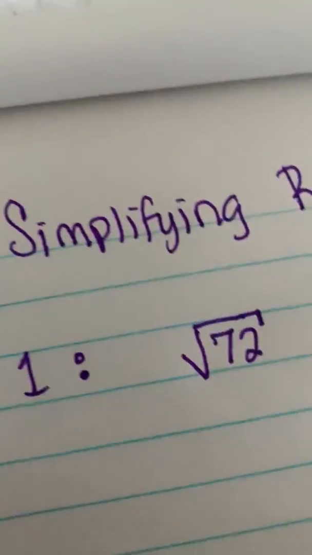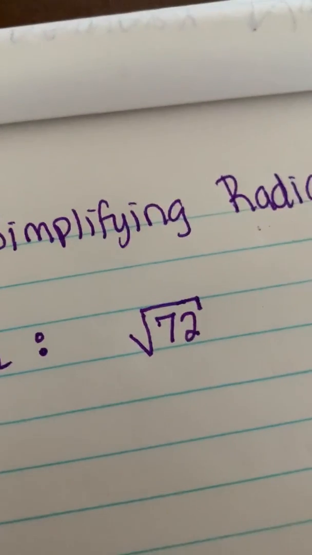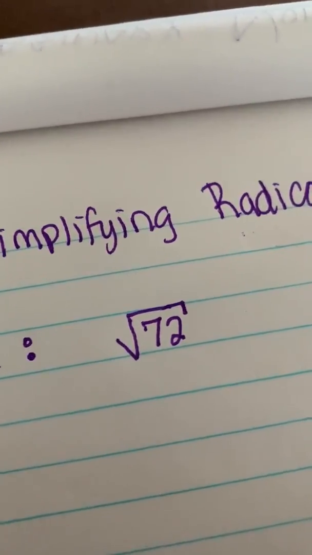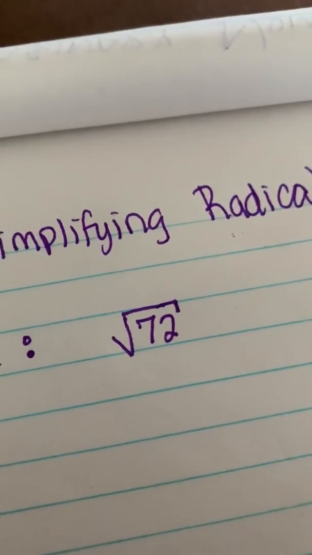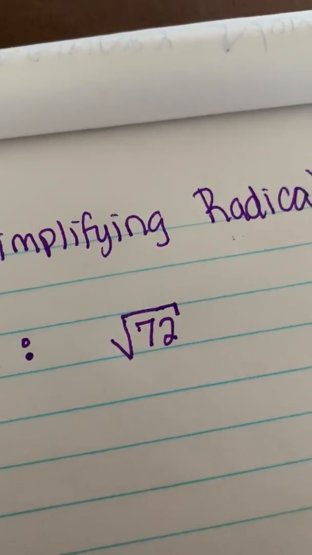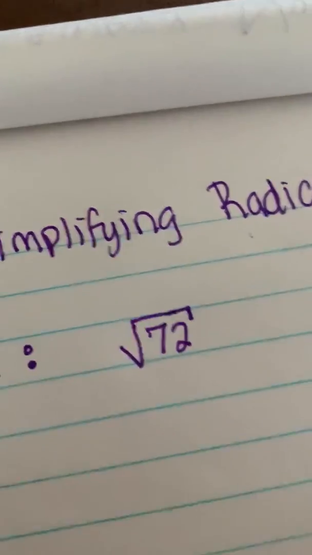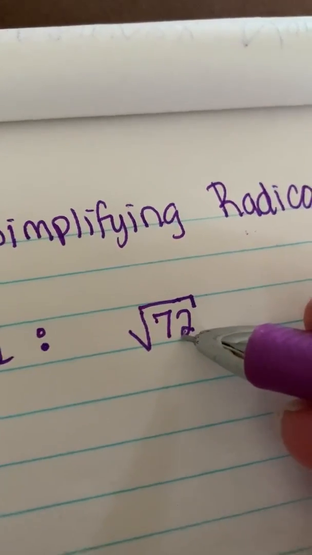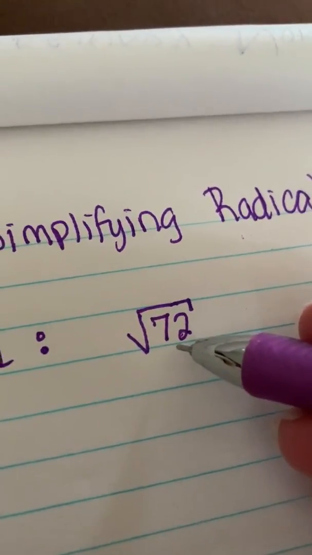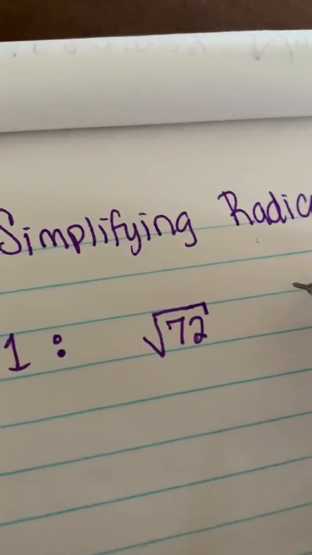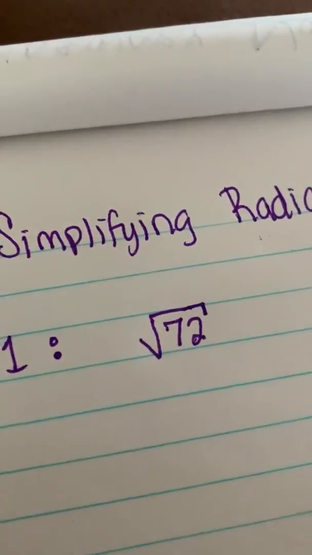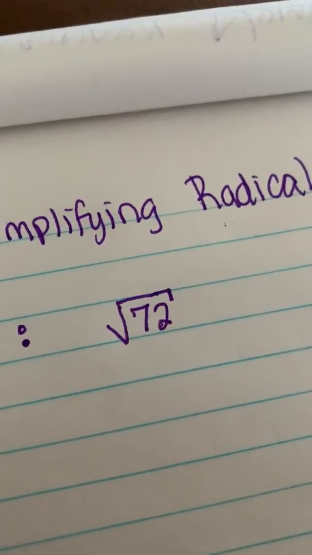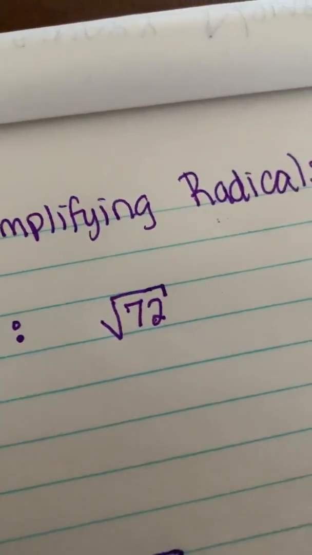I want to simplify the square root of 72. All right, when we do this, we want to think of numbers that are perfect squares that go into 72. And by a perfect square, I mean you can square root it and get a whole number. 72, well, the square root of 64 is 8. The square root of 81 is 9. 72 is in between that. I can't square root it and get a whole number. So are there any numbers that go into 72 that are perfect squares?